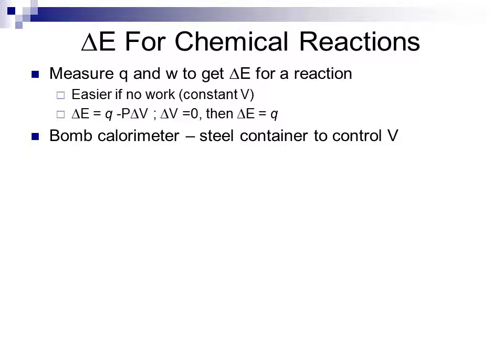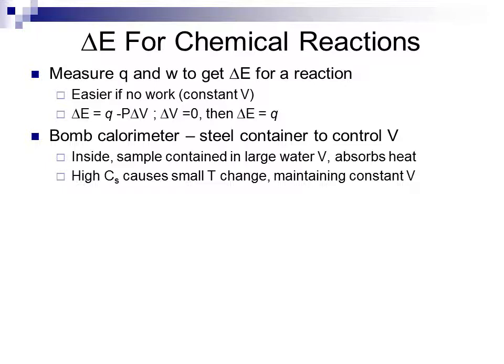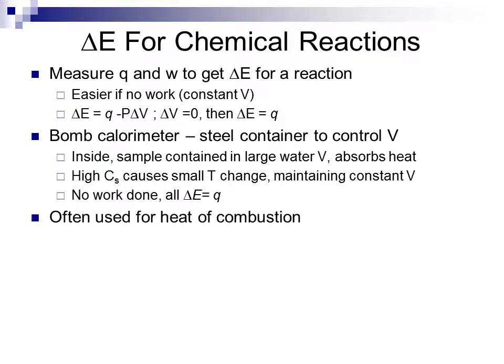This consists of a steel container used to control the volume. Inside, the sample is contained in a large volume surrounded by a large volume of water, which absorbs the heat produced from the system. A high specific heat of the water causes a very small temperature change, which, while maintaining a constant volume, makes it much easier to measure the internal energy. Because no work is done, all of the internal energy change comes from the actual heat factor of the equation.